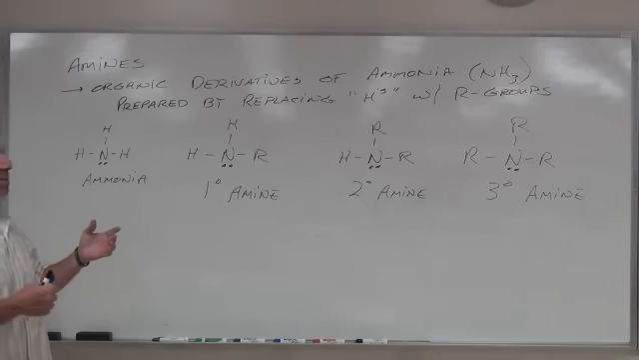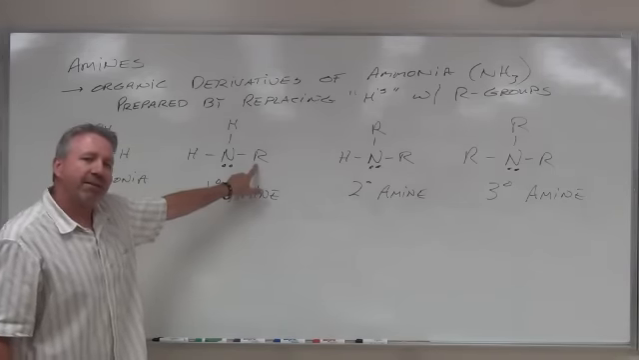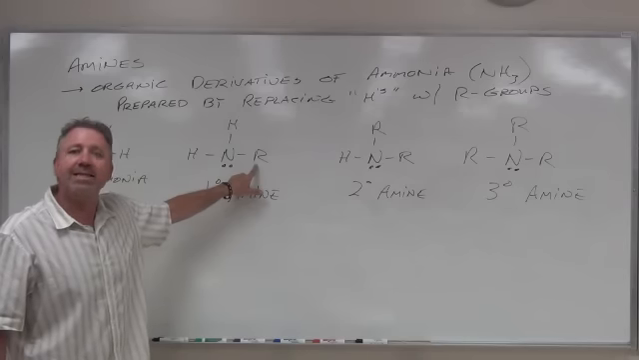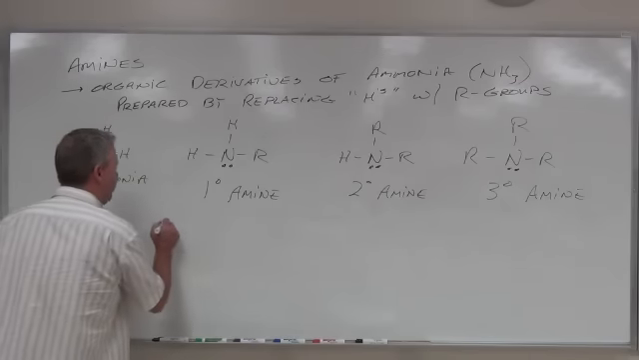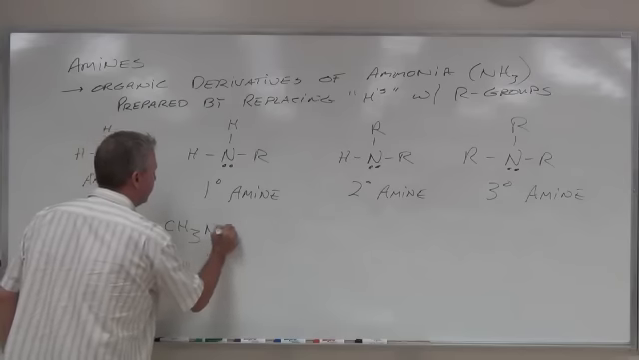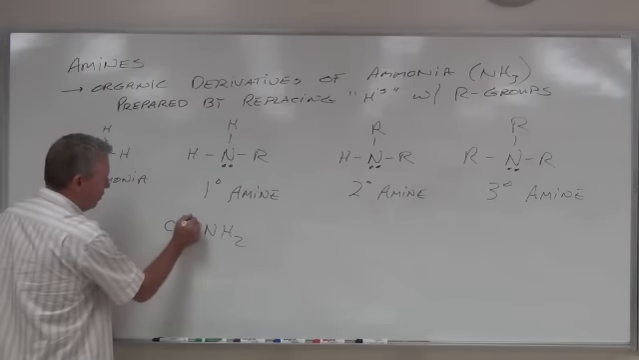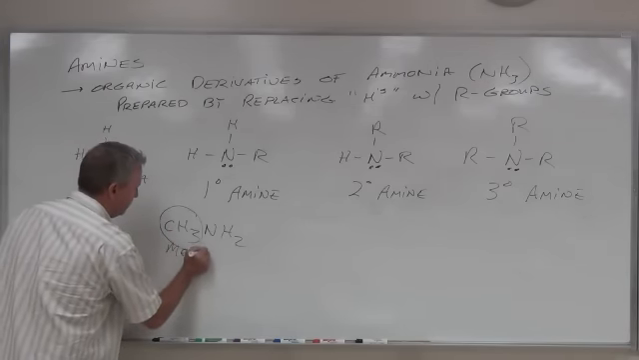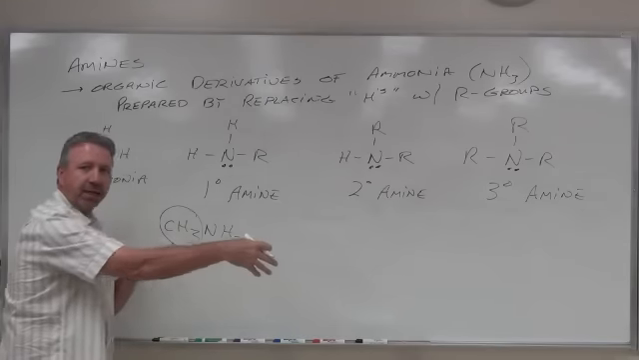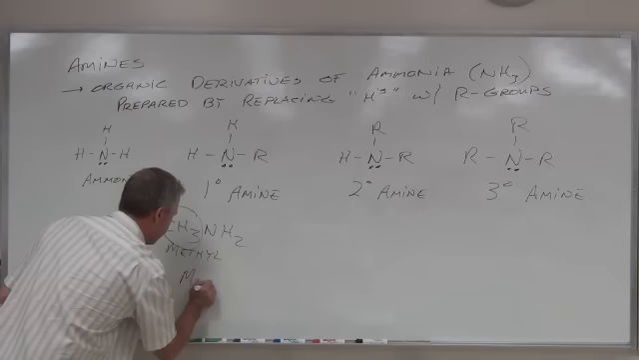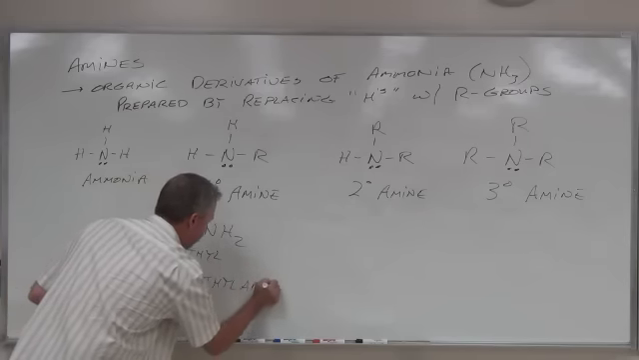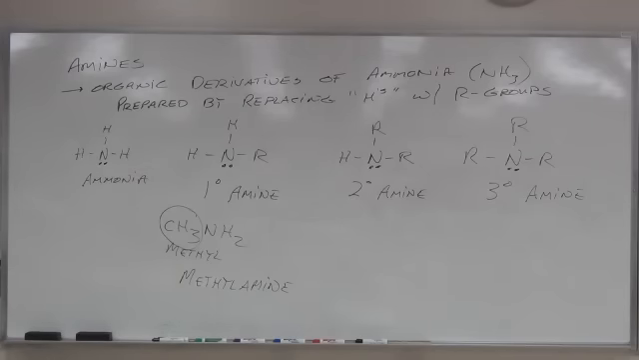Okay, naming the amines is pretty straightforward. If you have an alkyl group substituted on the amine, you just name the alkyl group and attach the suffix amine to it. All right, so, for example, for a primary amine, you see the alkyl group right here? It's methyl. This is methylamine, all one word. Doesn't matter how you pronounce it.